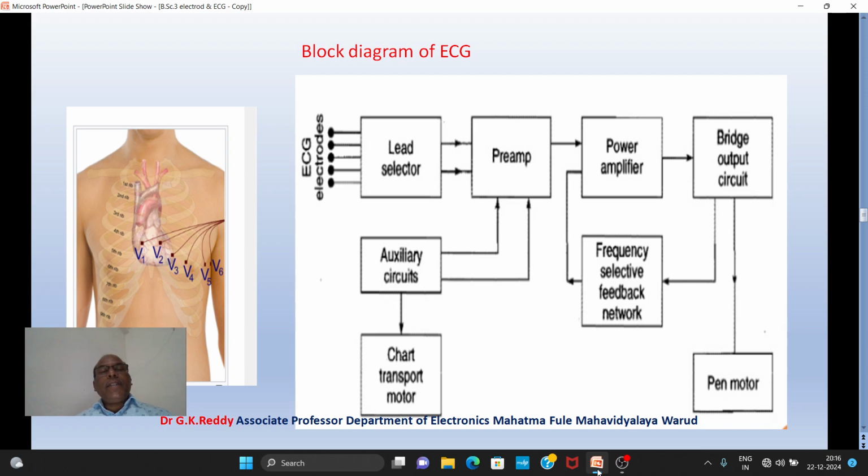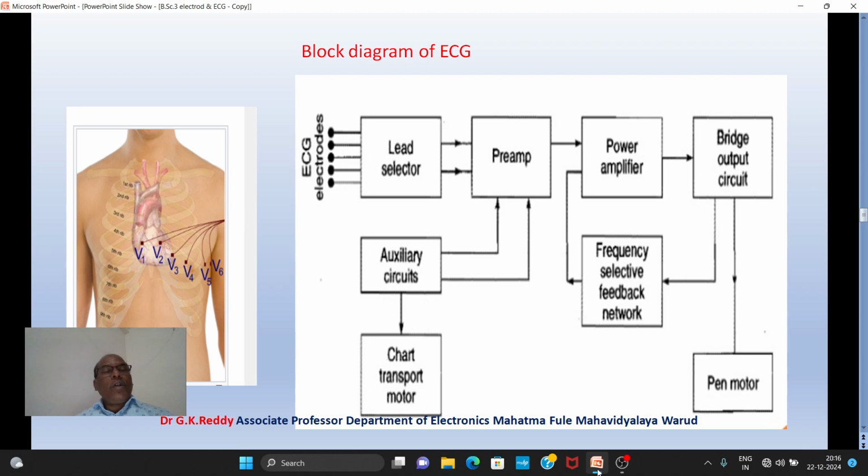Generally, when we discuss the block diagram of ECG, it consists of different sections such as lead selector, preamplifier, power amplifier, bridge output circuit, auxiliary circuit, chart transport motor, frequency selective feedback network, and the pen motor.